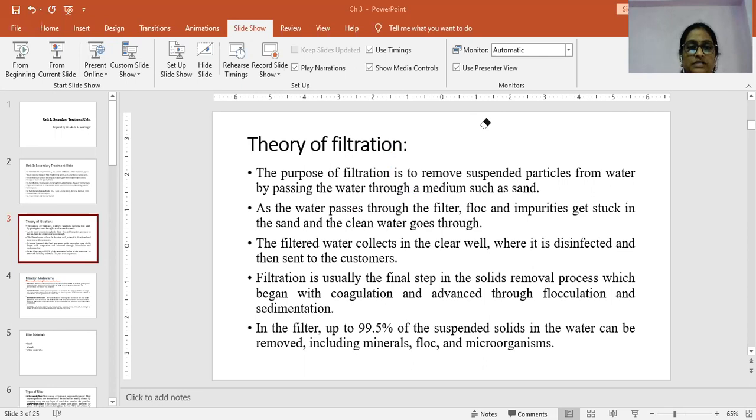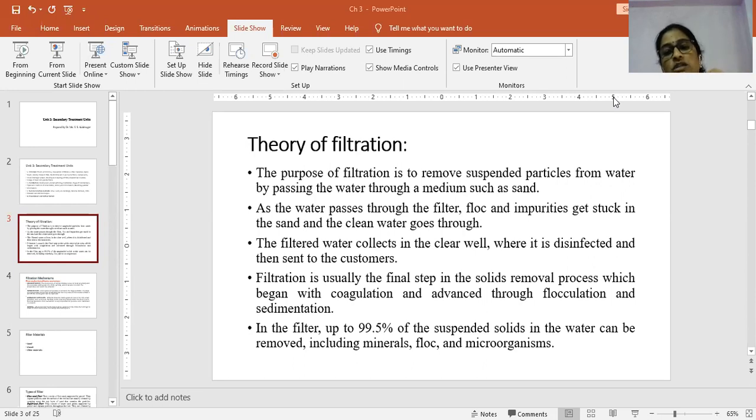I will continue to read the slide. The purpose of filtration is to remove suspended particles from water by passing the water through a medium such as sand. As water passes through the filter, floc and impurities get stuck in the sand and the clean water goes through. The filtered water collects in the clear well where it is disinfected and then sent to the customers. Means after filtration, what process should we go for? We should provide the disinfection treatment before sending it to the consumer.